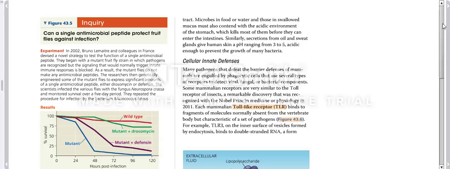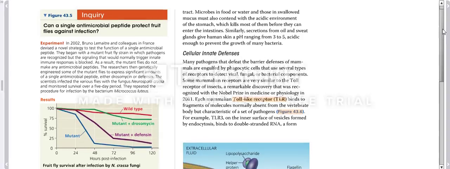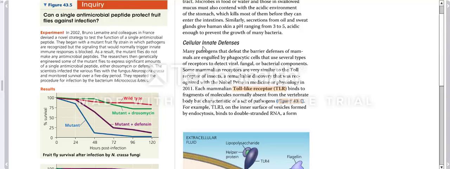So in figure 43.5, which is right here, it's an inquiry figure, a scientist by the name of Bruno Lemaitre and his research team used genetic techniques to reprogram a fly's immune system and found that the synthesis of a single peptide could provide an effective and specific immune defense.